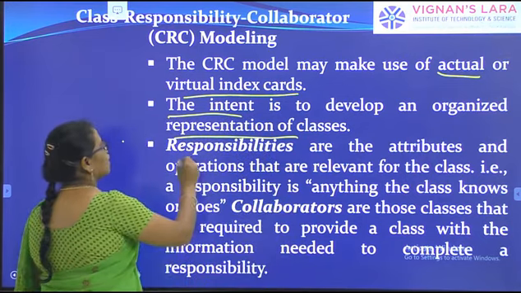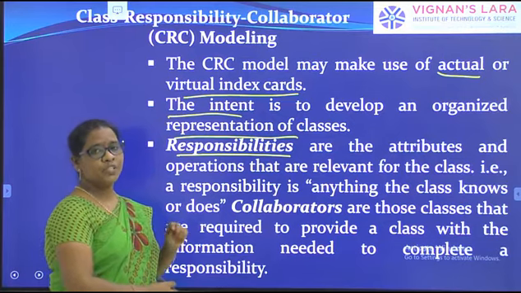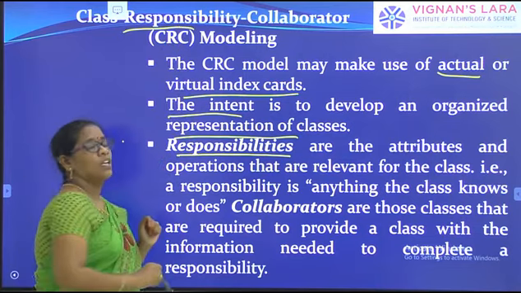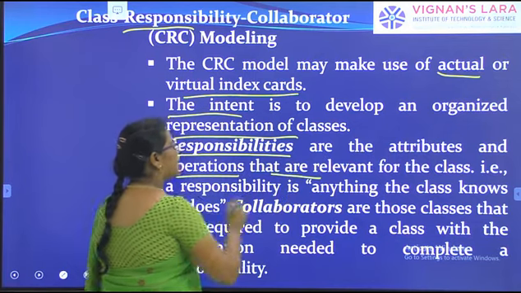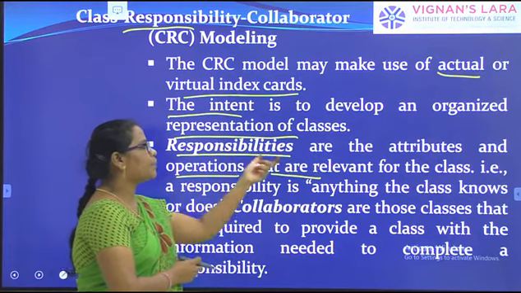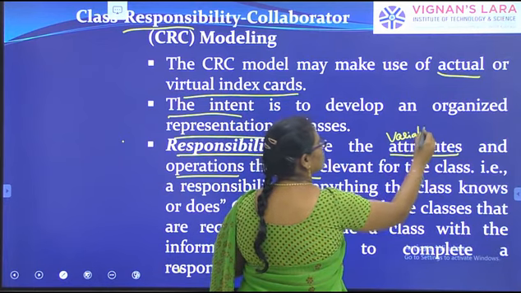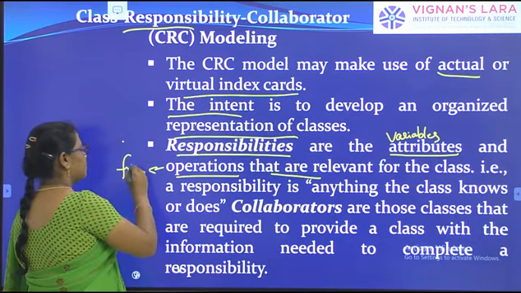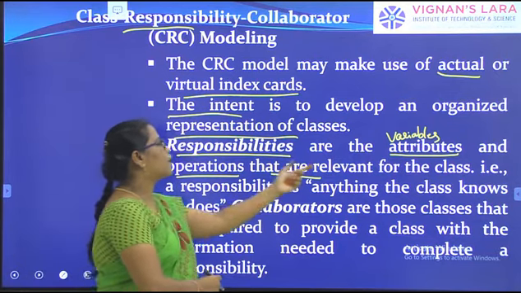And next, responsibilities. We have seen the class, responsibility, collaborator, and up to now we have seen class. Now going to the next point, the responsibility. What is the responsibility? Responsibilities are the attributes and operations that are relevant for the class. Responsibility is nothing but attributes and operations. Attributes are nothing but variables, whatever variable declarations we make in a class diagram. And operations mean functions, the functions that you represent that are relevant for the class.